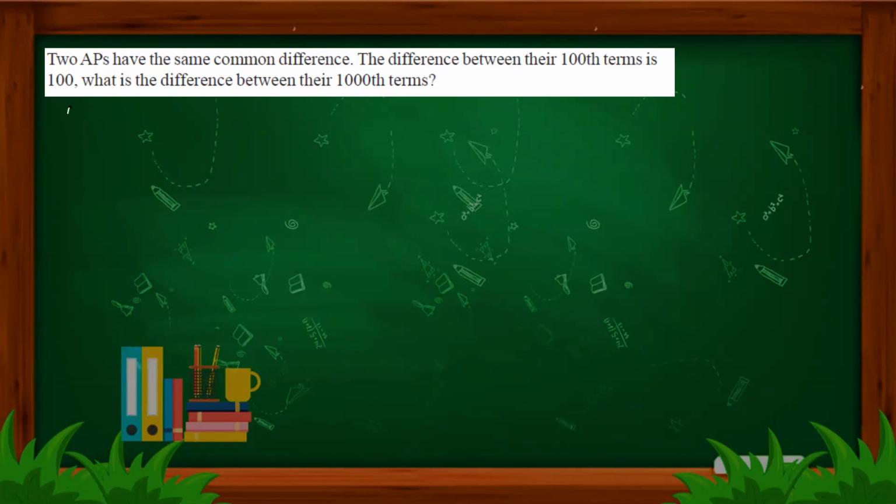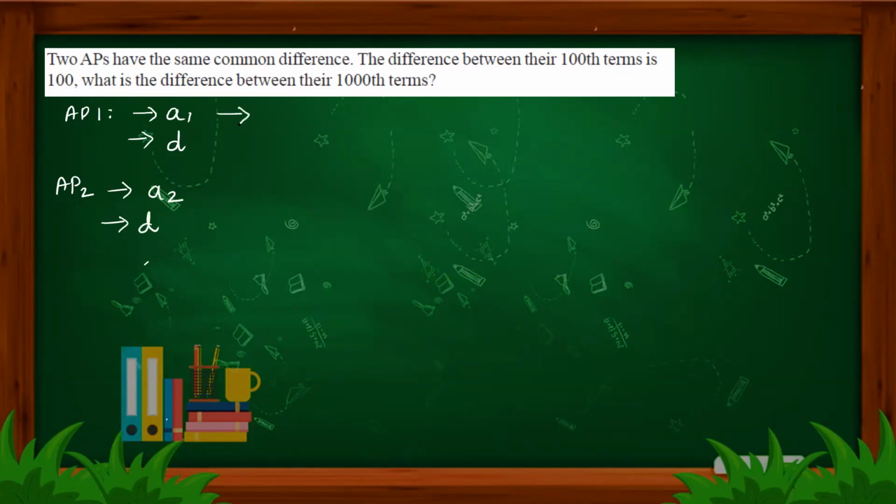See. This is AP1. For AP1, let the first term be A1 and the common difference is going to be D because it is common for both. For AP2, the first term let it be A2 and the common difference is going to be D because it is same.